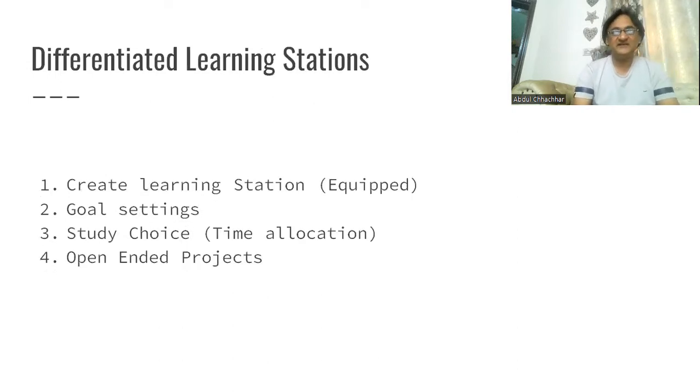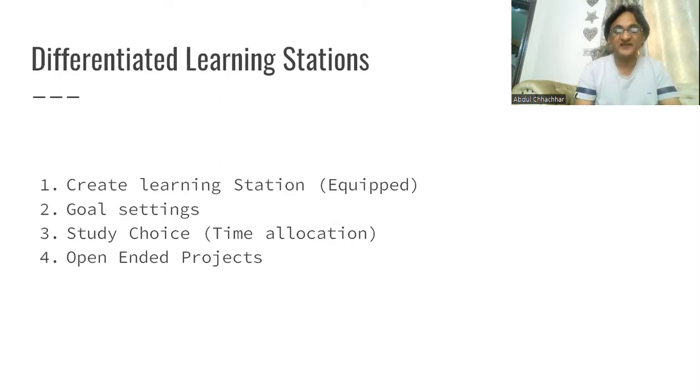Now, differentiated learning stations, for example, as I have told you, create learning stations that are equipped. When you have the classroom, if there's drama, music, and all these things, there should be all the instruments and tools. If there's a lab, the same. So let them set the goals. Okay, today I'm going to do this. We will be doing this. When they set the goals and have the freedom, definitely at the end you will find the result.